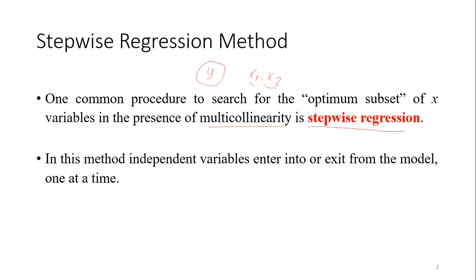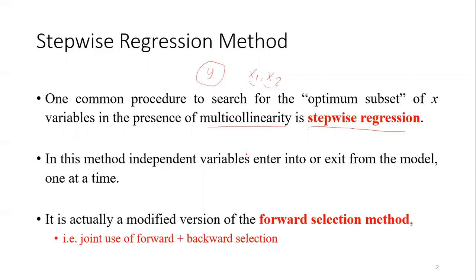In stepwise regression, each variable enters or exits the model one by one. So it's actually a modified version of the forward selection method, which is in fact a joint use of forward and backward selection. We will talk about both of them in detail.